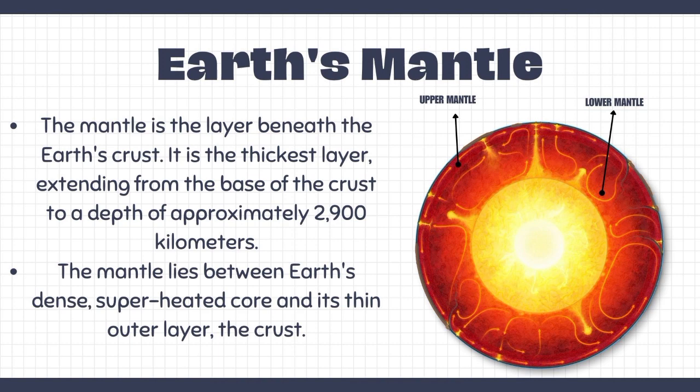The mantle lies between Earth's dense, superheated core and its thin outer layer, the crust. The viscosity of the mantle also varies greatly. It is mostly solid rock, but less viscous at tectonic plate boundaries and mantle plumes. The Earth's mantle is primarily composed of solid rock, although it can exhibit some semi-fluid behavior due to the extremely high temperature and pressure conditions found at these depths. It consists of various types of silicate minerals, including peridotite, pyroxenes, and olivine.